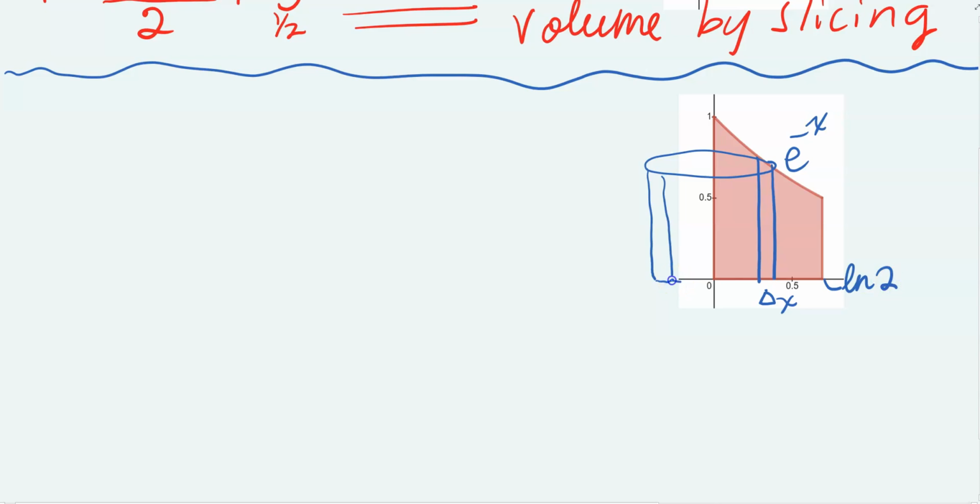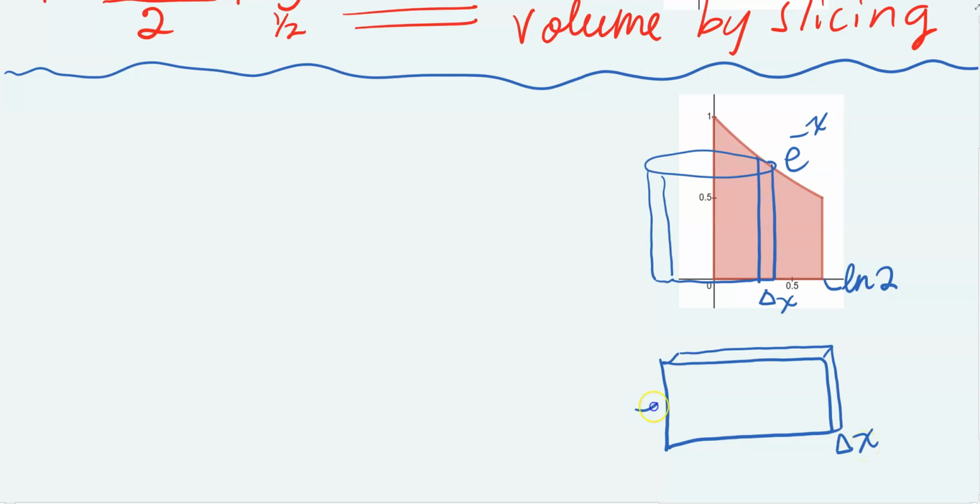Now when I take this cylindrical shell and open it up, it becomes a rectangular solid. This thickness is delta x. The height is e to the negative x. And the length of this is the circumference of this circle, and that would be 2 pi x, because the radius is the x value.